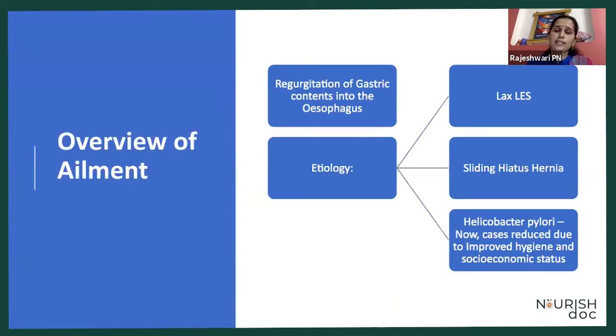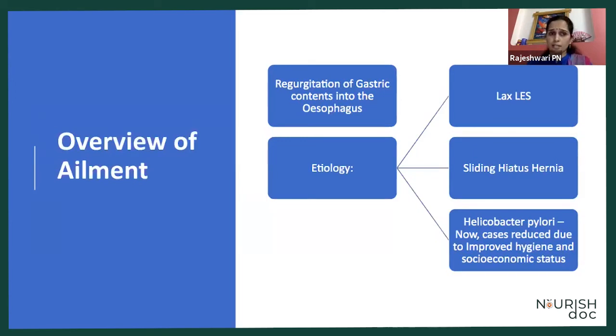We call it lax LES, or the relaxed lower esophageal sphincter, and it happens most of the time because of improper dietary habits. In a few cases, it may be related to congenital anomalies or muscular issues. All those will come, but here let us concentrate only on the dietary issues. Once it happens, the next, advanced stage is hiatus hernia, where a small portion of the stomach comes towards the esophagus. This is the anatomical change which is going to happen.